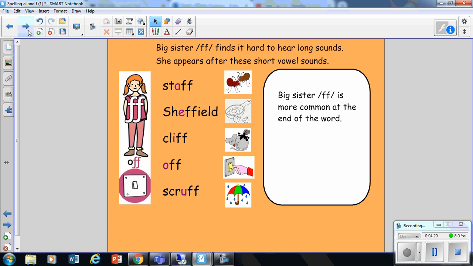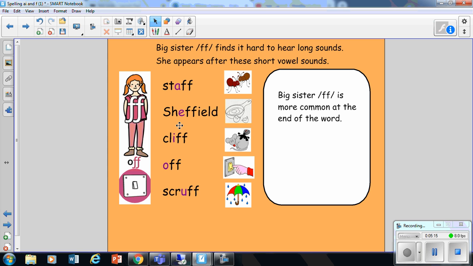So she appears quite often after short vowel sounds, and we learnt about vowels last week when we did our Old MacDonald had a vowel song. There are 5 vowels, and they are A, E, I, O and U. Whenever the big sister appears in a word after one of these vowels and they are short vowel sounds, you will find her in words like these. I've given you a little example of the words she appears in. We've got the vowel A in the word staff.